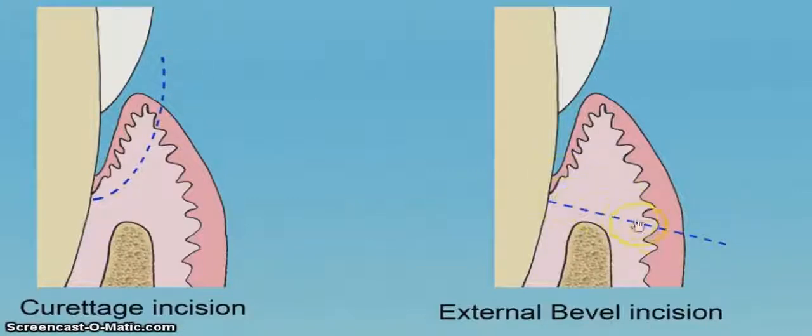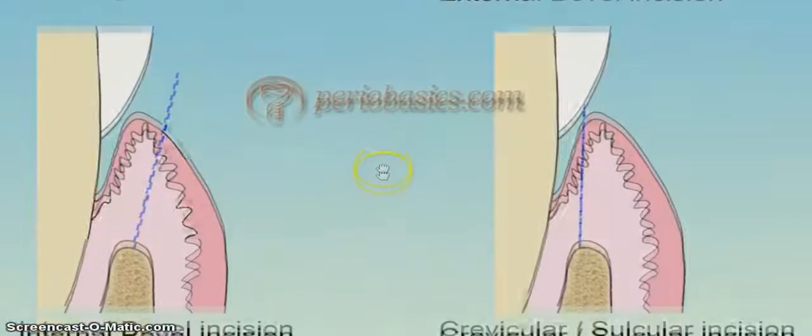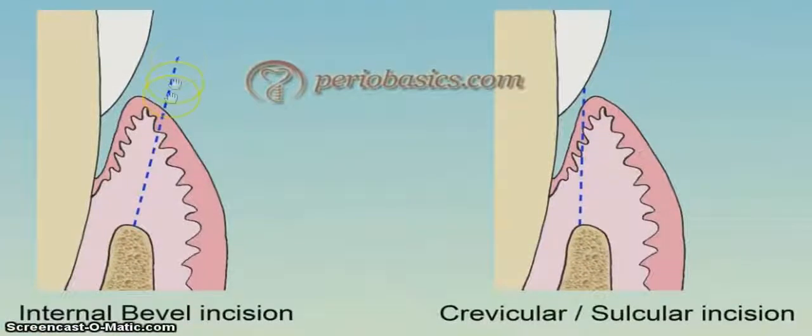This incision that you see here is called the external bevel incision. It is used in the gingivectomy procedure. This incision that you see here is called the internal bevel incision. Now this incision is given 0.5 to 2 mm away from the gingival margin, and it is directed towards the alveolar crest. It is used in the modified Widman flap surgery.